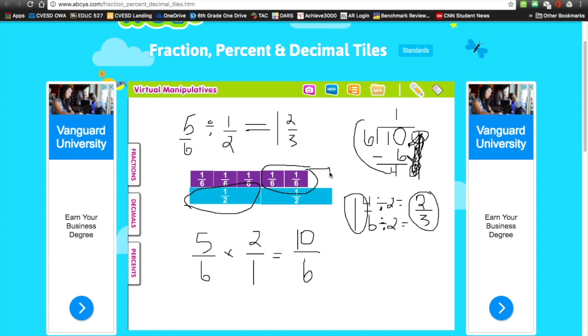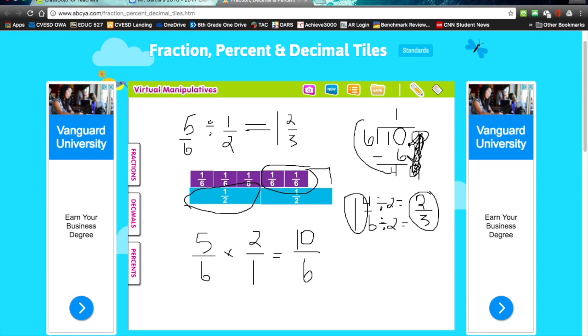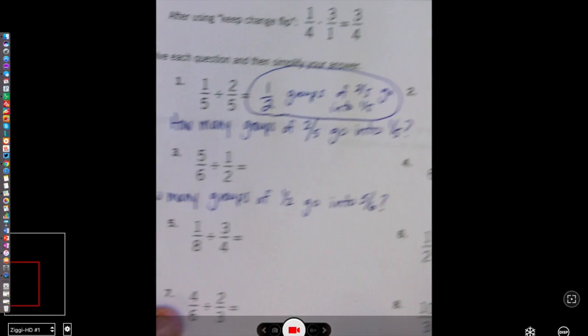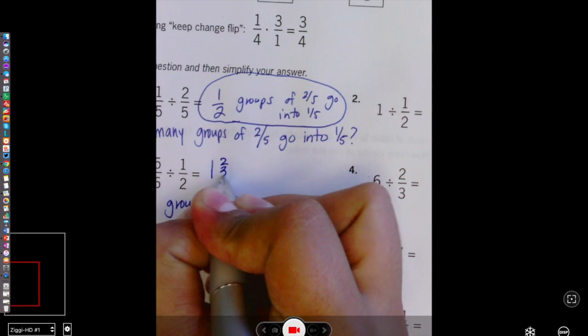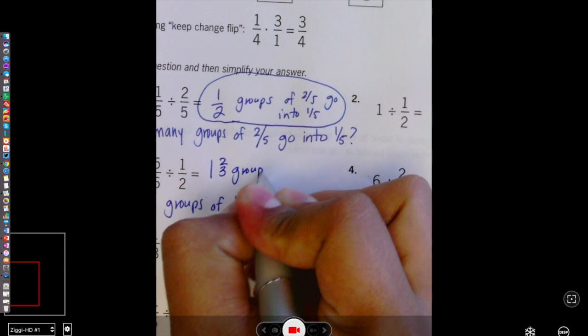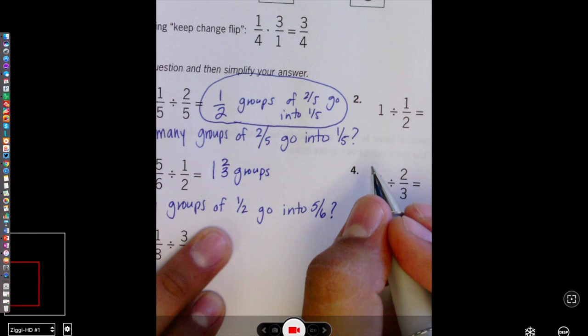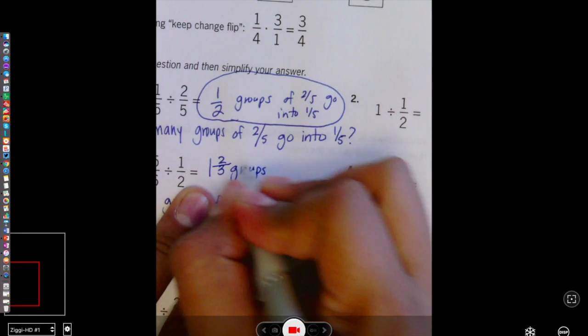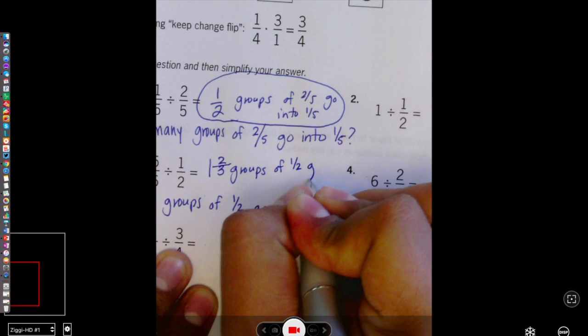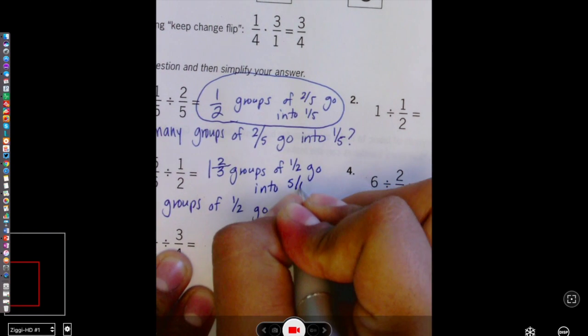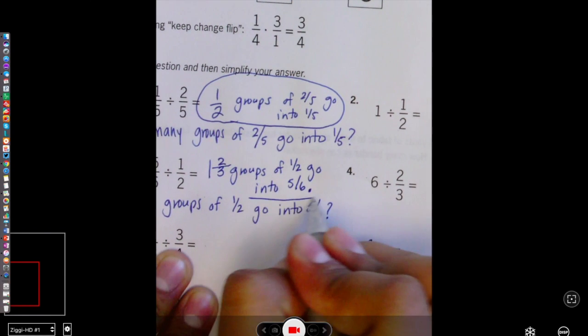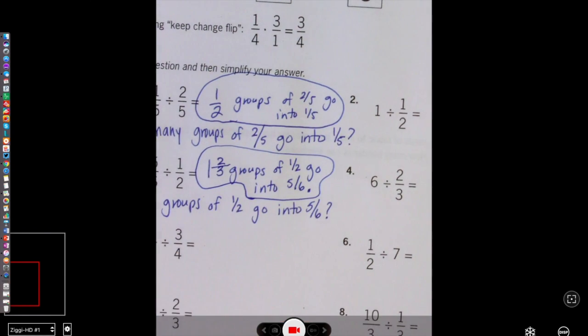So we could just look at the model and find, there was 1/2 and then there was 2/6 that went into the half. That is correct. All right, ladies and gentlemen. And as you would write it as your answer, you would put 1 and 2/3 groups. How many groups of 1/2 go into 5/6? 1 and 2/3 groups of 1/2 go into 5/6. So that's a statement, period. I'm going to circle that, and I am done.